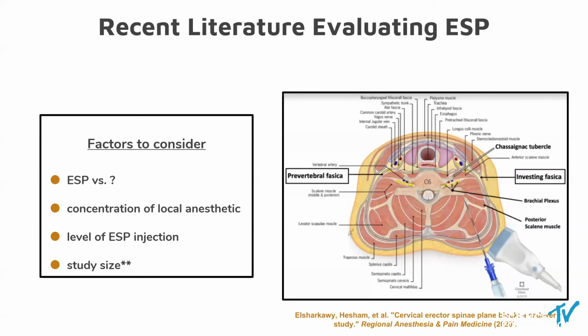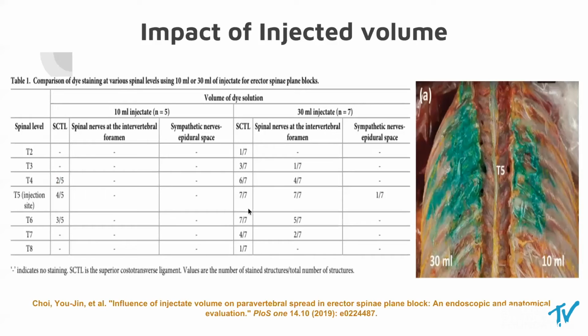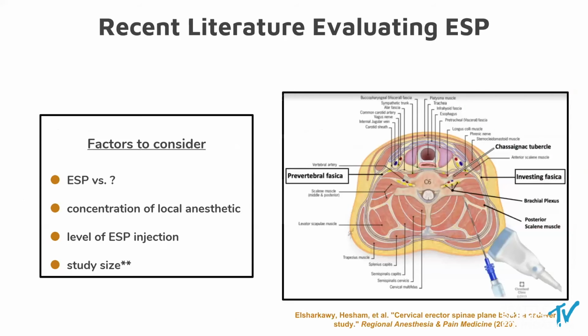Number two, in these studies, what's the concentration of local anesthetic that they're injecting? Because as I just showed you, concentration matters. Number three, what is the level that they're injecting at? As we can see from the last slide, your paravertebral spread will be concentrated around your point of injection, and the degree of cranial and caudal spread is also centered around your point of injection. So based on the incisions they're making in this literature, does it make sense where my ESP injection point is?